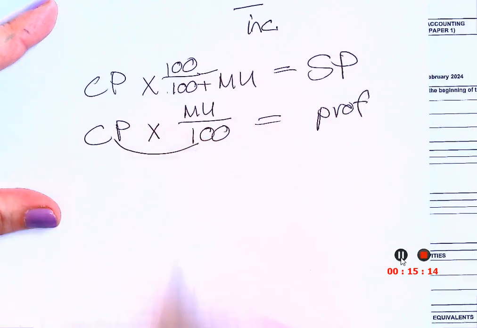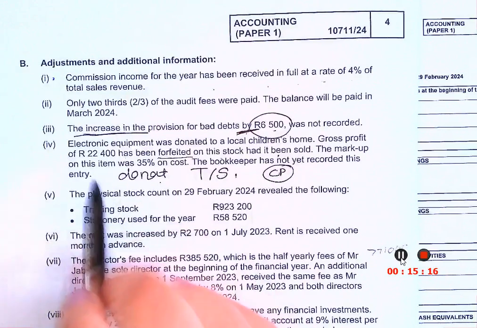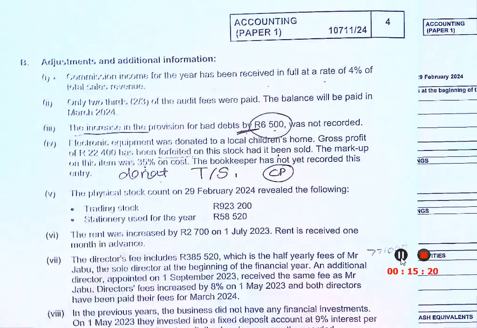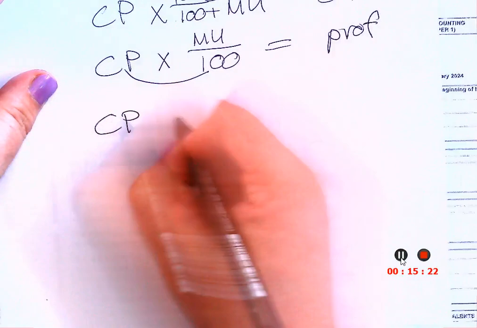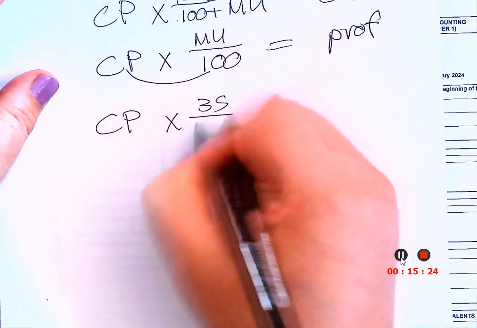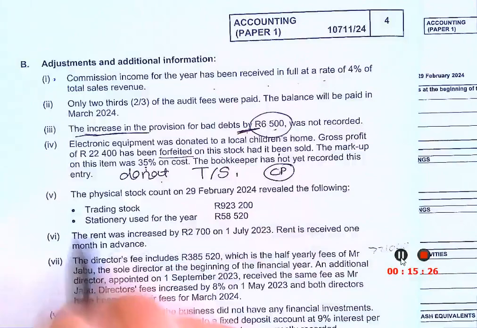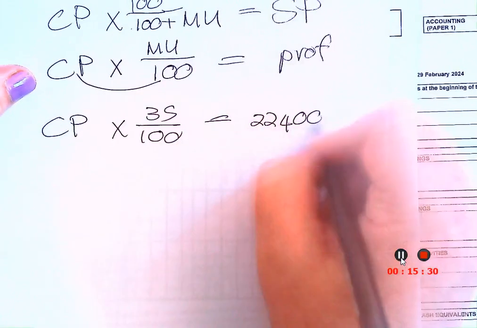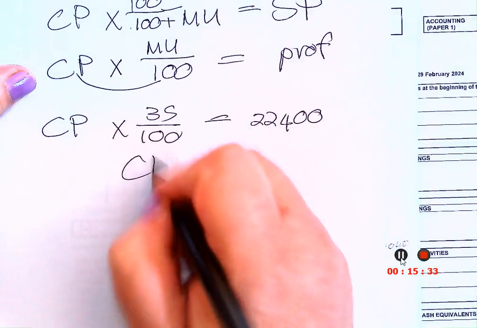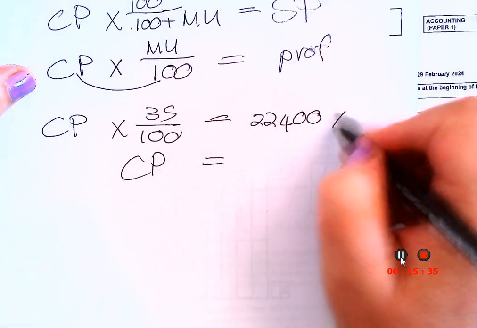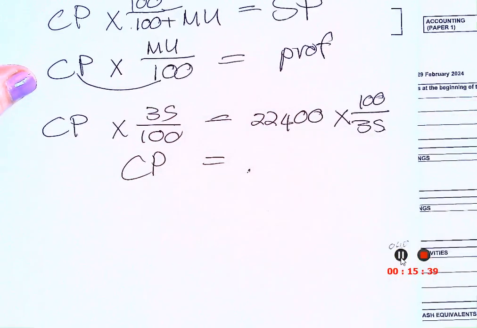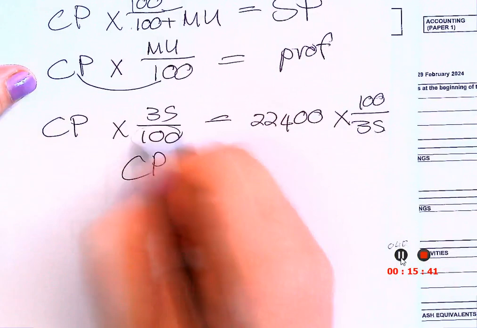Okay, now what did they give me here? They gave me the markup is 35%, right? So I know the cost price times 35% gives me 22,400. So how will I get the cost price? I will just go and say times 100 over 35. Okay. How do I know the cost price is 100?